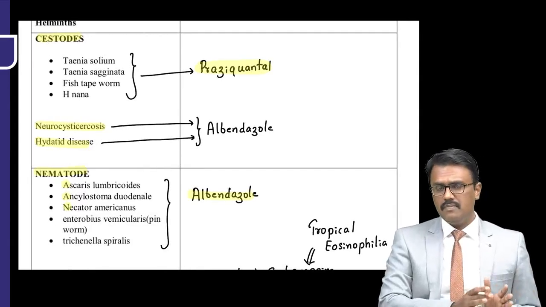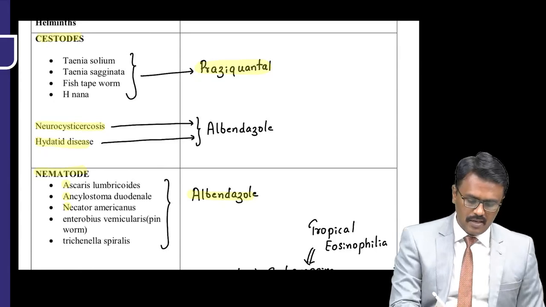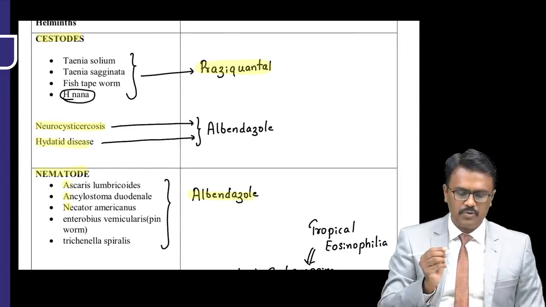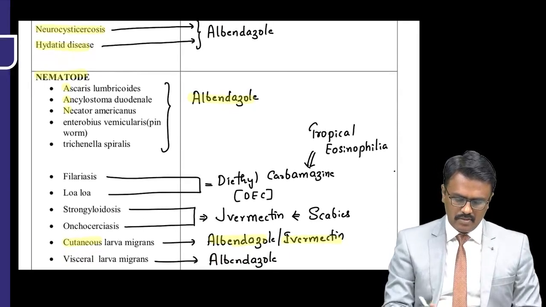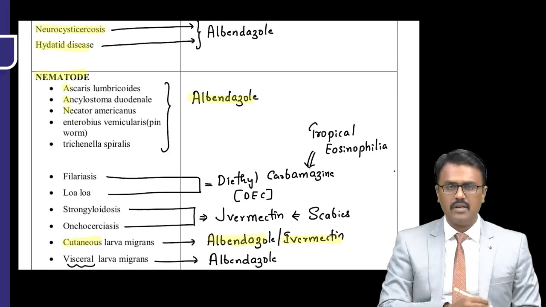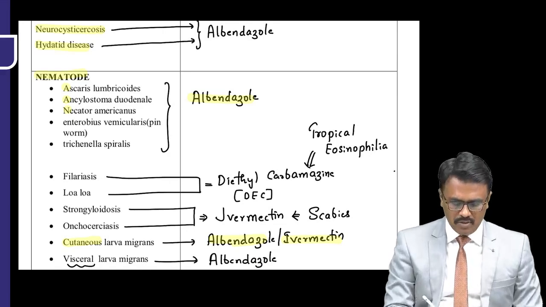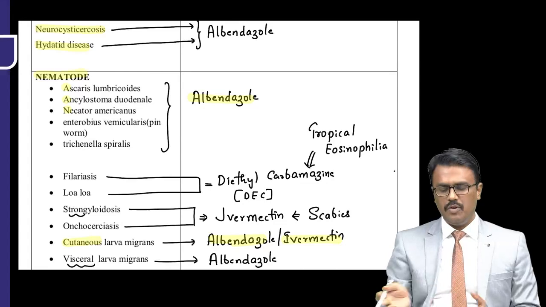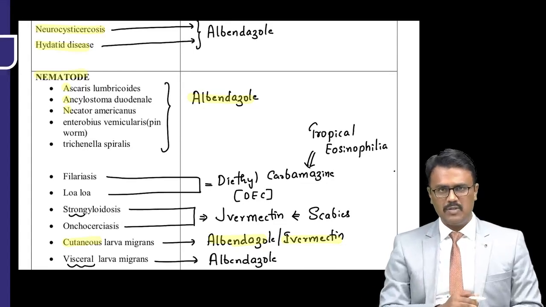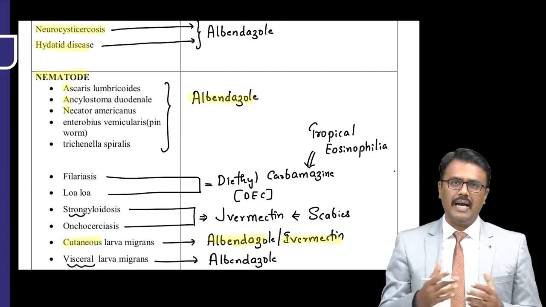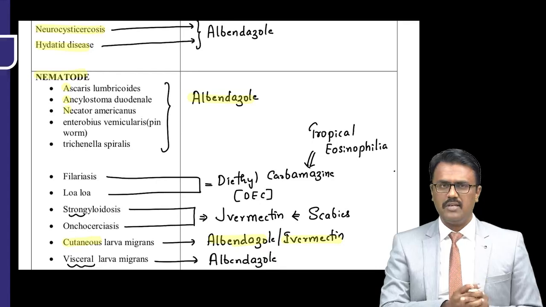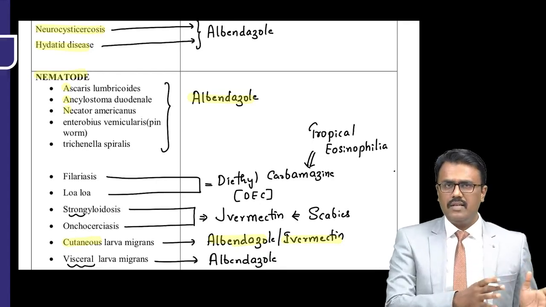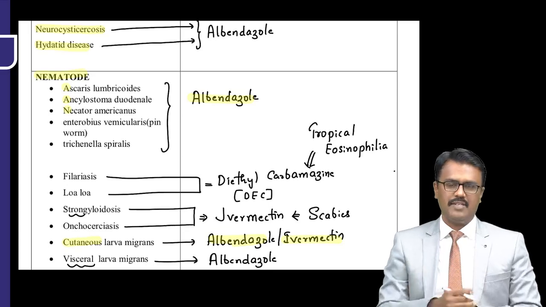So please remember this chart, and most of the time they will ask you the organism and the treatment of choice. Recently they had asked H. nana, what is the drug of choice, and also visceral larva migrans, and strongyloidosis, what is the drug of choice. If you know this chart, it's easy to answer these questions. So that is about anti-helminthic drugs. Most importantly, what we need to understand is the organism and the drug of choice for that.